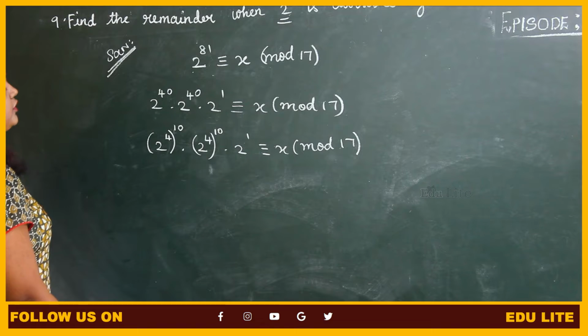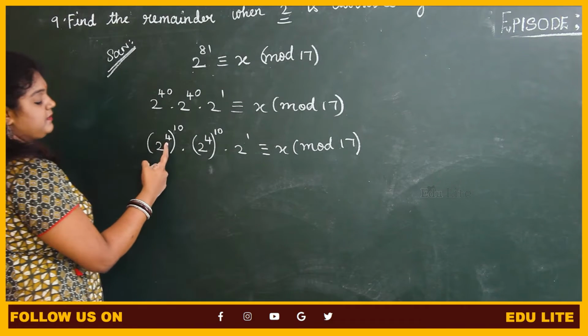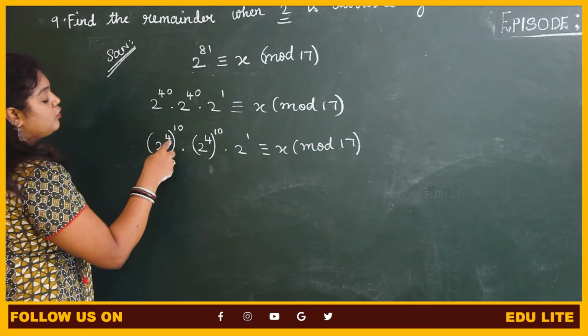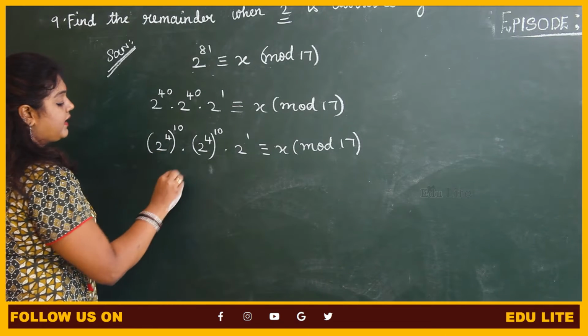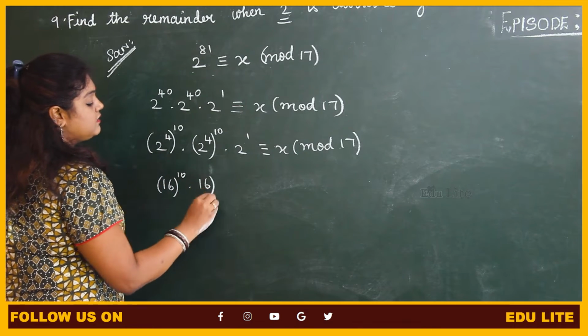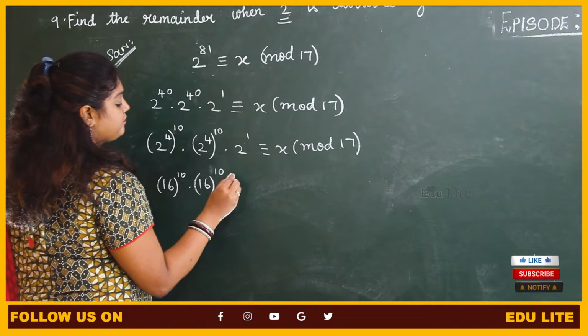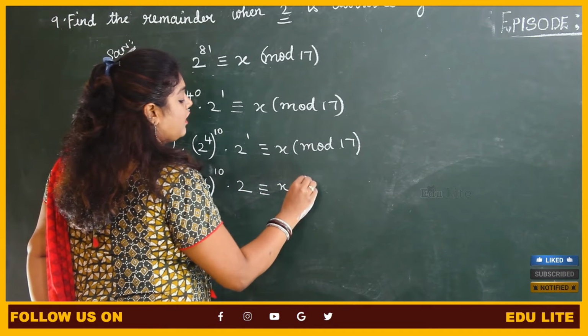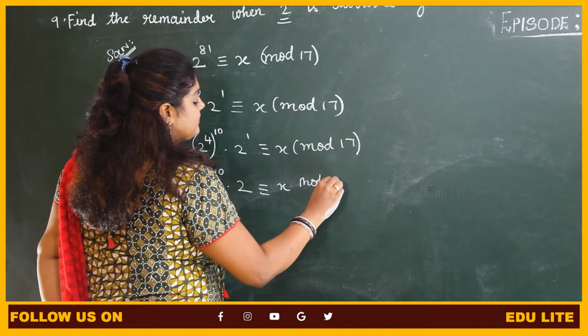Next step, what we are going to do is, 2 power 4 can be simplified. 2 power 4 is, 2 2s are 4, 4 2s are 8, 8 2s are 16. So 2 power 4 is 16, to the power 10, 16 to the power 10, into 2, congruent to x mod 17.